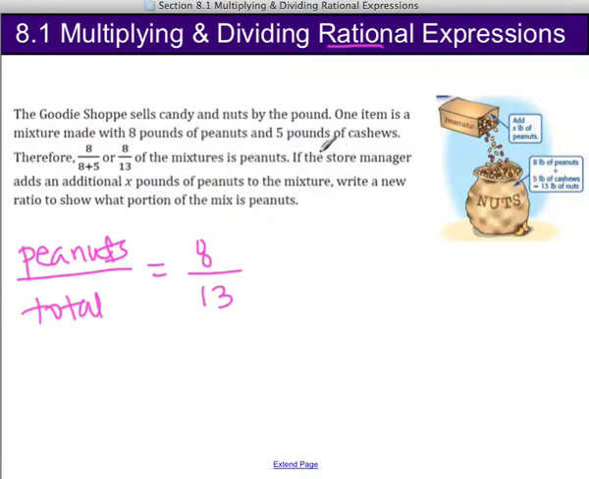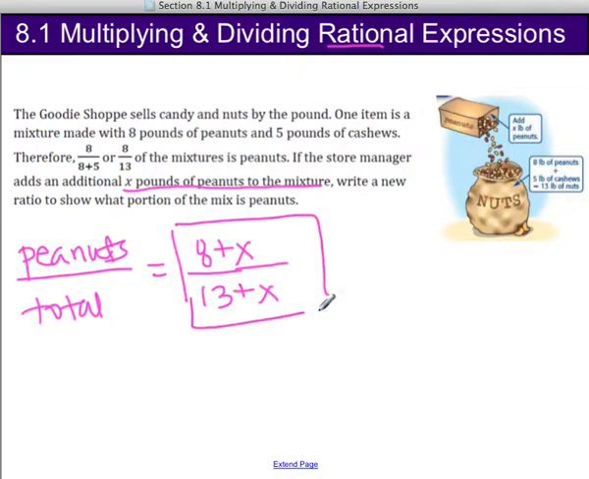Now if the store manager adds an additional x pounds of peanuts to the mixture, write a new ratio to show the portion of the mix that is peanuts. Well, in order to do this, if we're adding x pounds of peanuts, my numerator represents peanuts, so I would have to add x to the numerator. And if I'm adding x peanuts, I'm also adding that to the total. So 8 plus x over x plus 13, that would be my new ratio.